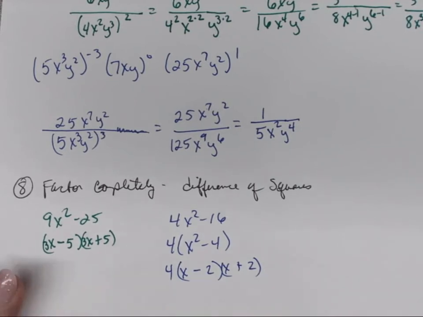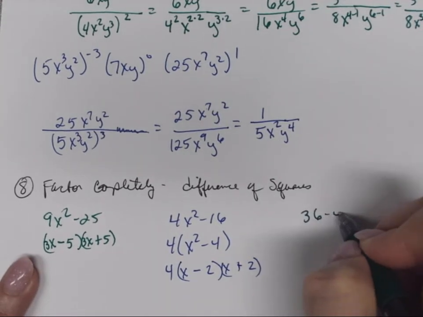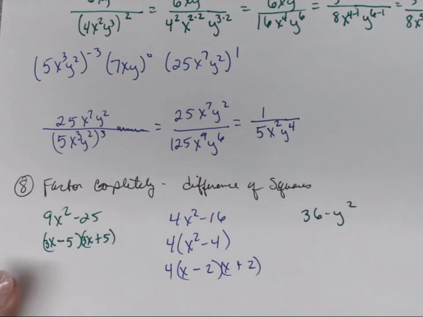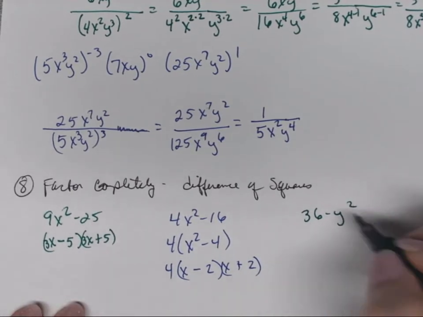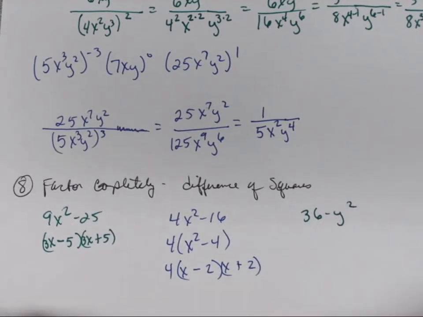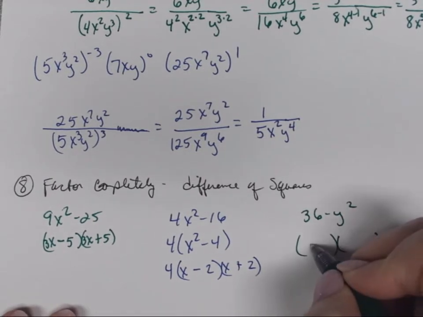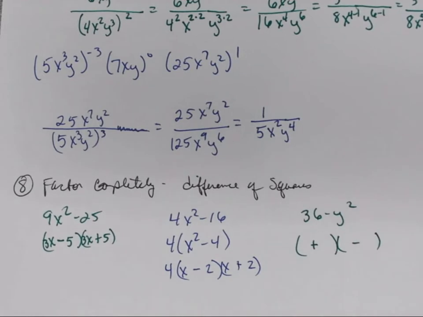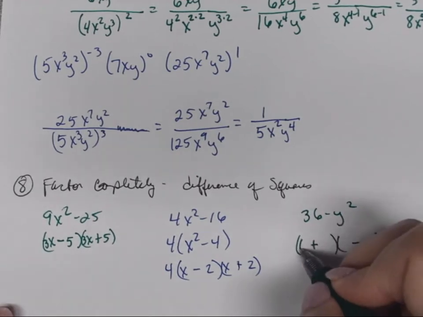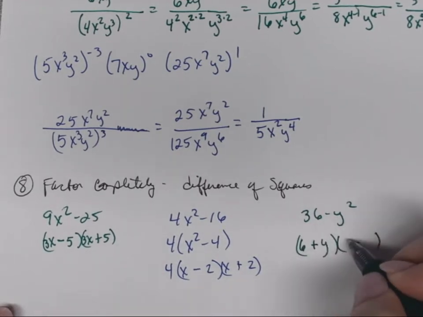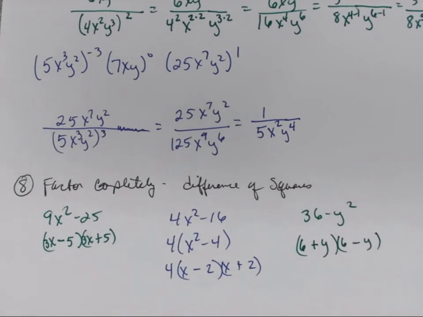Let's look at one more. 36 minus y squared. Nothing in common. It doesn't matter that they're in a different order than what the others have been. They're both squares. This time I'll put the plus and the minus so you see it doesn't matter. Square root of 36 is 6. Square root of y squared is y. And repeat. That's all you have to do with those.